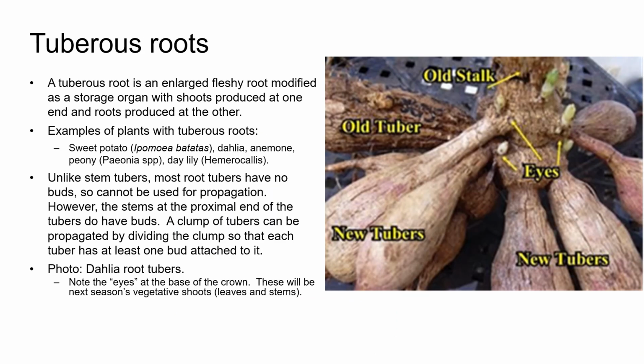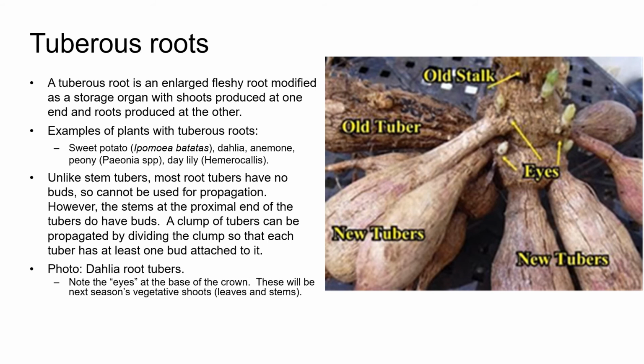So let's talk about tuberous roots. A tuberous root is an enlarged fleshy root modified as a storage organ, with shoots produced at one end and roots produced at the other. Examples of plants with tuberous roots are sweet potato, dahlia, and anemone.